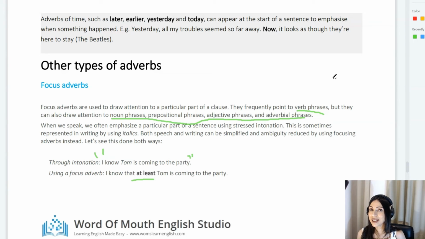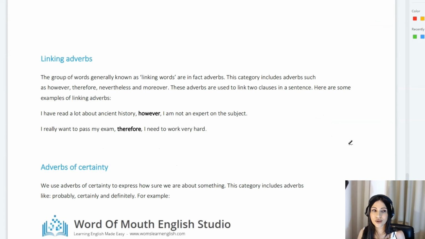But what about speaking? If you're giving a presentation, which verbs or words or adverbs should we stress? They're usually the most important words in a phrase. So writing and speaking will be simplified, and ambiguity will be reduced if you use focus adverbs instead of generic phrases. Think about how you could use them.